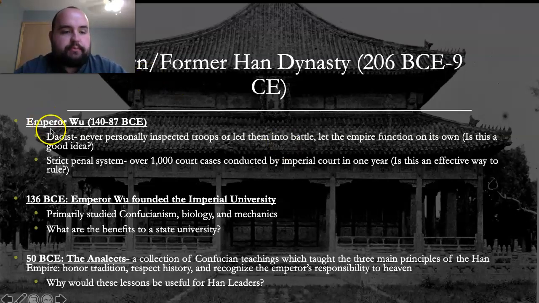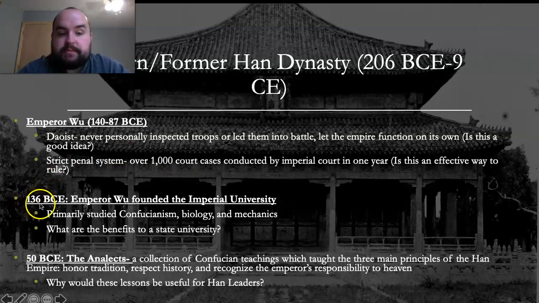For example, Emperor Wu, who was one of the longest ruling emperors in history, from about 140 to 87 BCE, never actually personally inspected his troops or led them into battle because he was a strict Taoist. If you remember, Taoism believed that you should not personally get involved in political or military matters and just accept everything as the state of the world. However, despite this, he did have a very strict penal system, and in a year would prosecute over 1,000 court cases just in the imperial court.